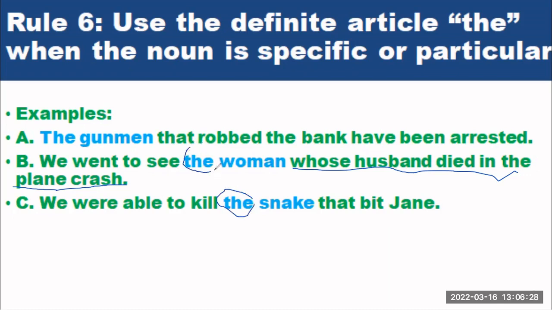So when you take a look at all these cases where we use the definite article the, we use the article the because we are referring to a specific person or thing, all right? So that is rule number 6. So let's now undo this and move on to rule number 7.